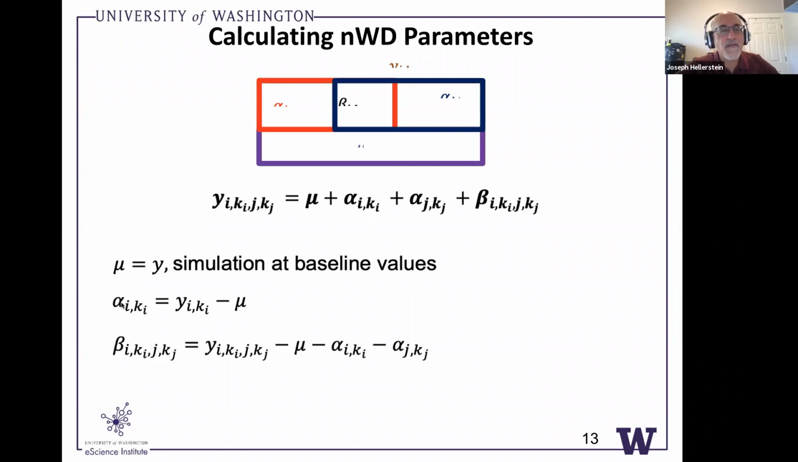The alphas are the deviations from the mean, basically. What is the effect of this factor i at level k sub i? And so I'm just changing factor i. I'm just using one level here. What does that affect? Well, it's whatever I get as the response minus the mean, the mean I got from the previous step. So that's pretty straightforward. I just run simulations for each factor at each level in isolation, and I can do this calculation.